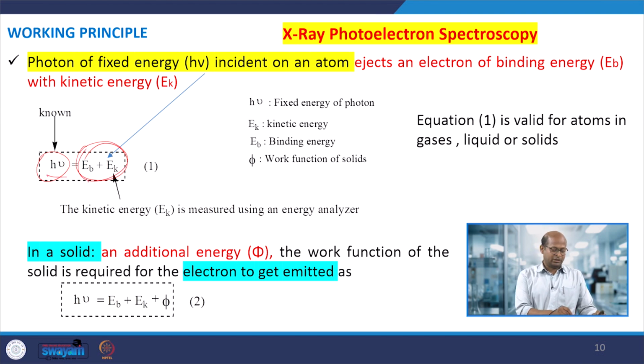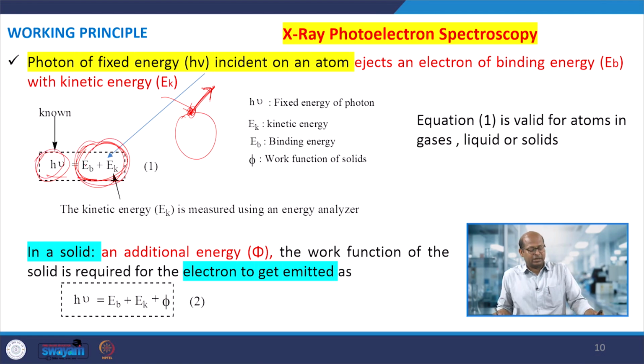So total energy equals binding energy to remove that electron, say from the K shell. If we want to remove it, then a specific amount of energy is required, that is actually called binding energy, and then it moves with a specific velocity, so that is the kinetic energy. So the total photon energy equals binding energy plus kinetic energy.